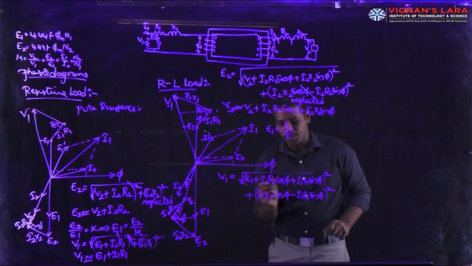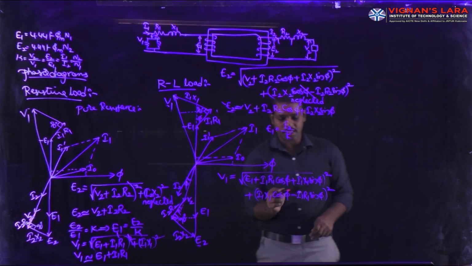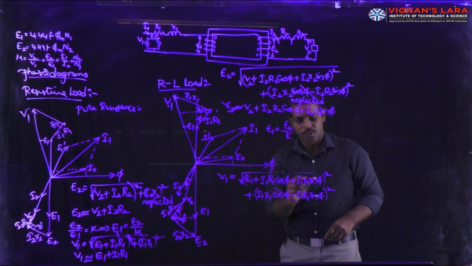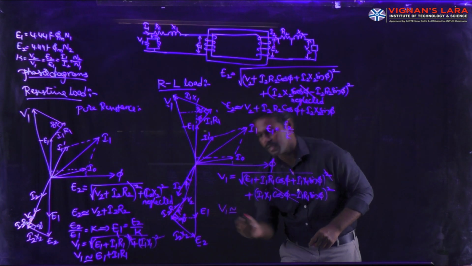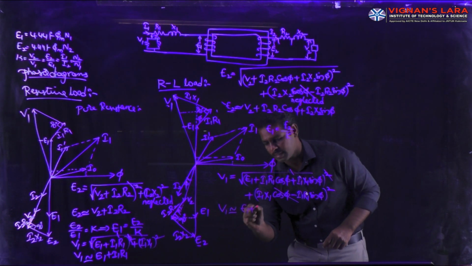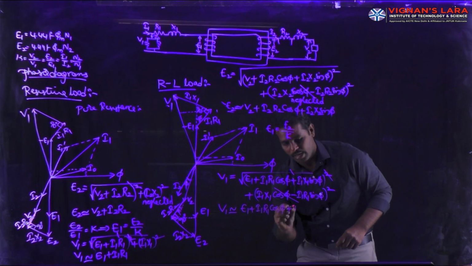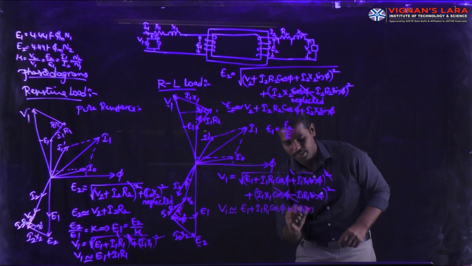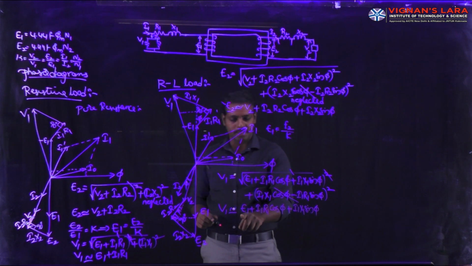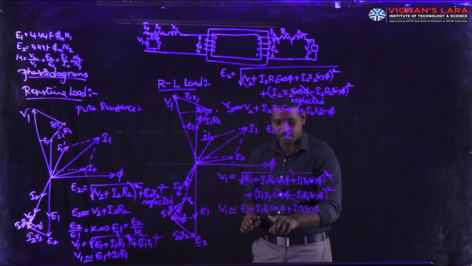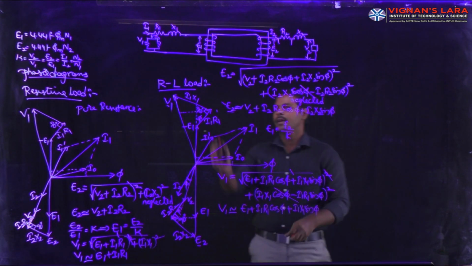So V1 is equal to, the magnitude of the second term is very, very small compared to the first term, so we neglect the second term. The square root and root r get cancelled. V1 is approximately equal to E1 plus I1 R1 cos phi plus I1 X1 sin phi. So this is for the RL loads.